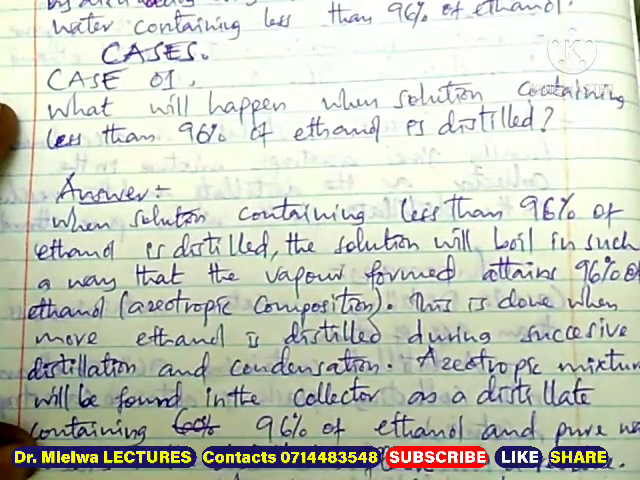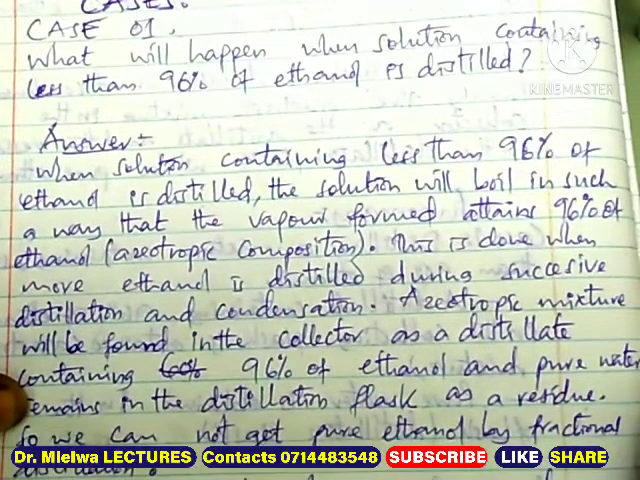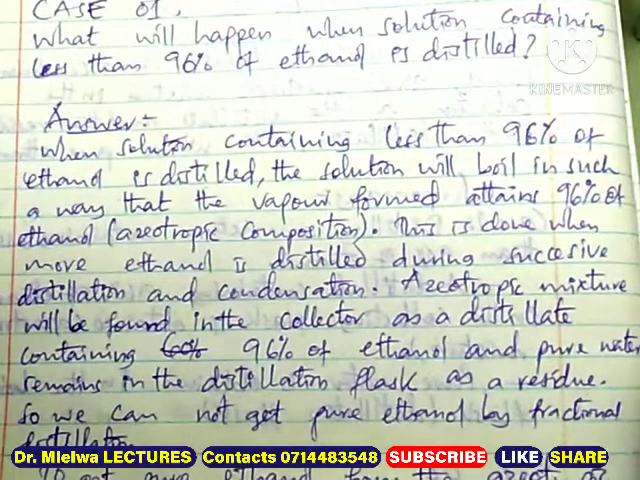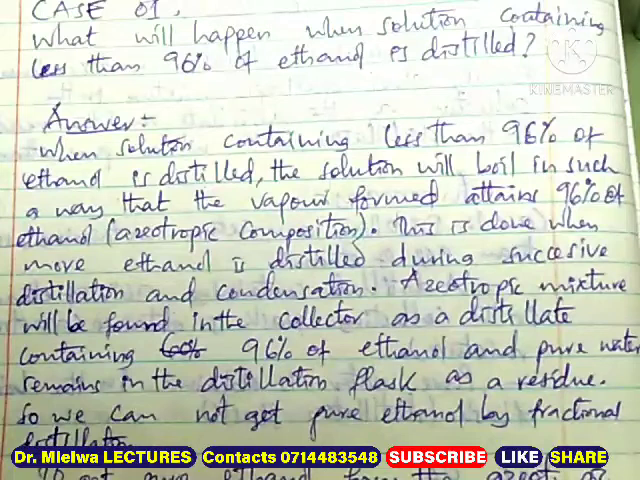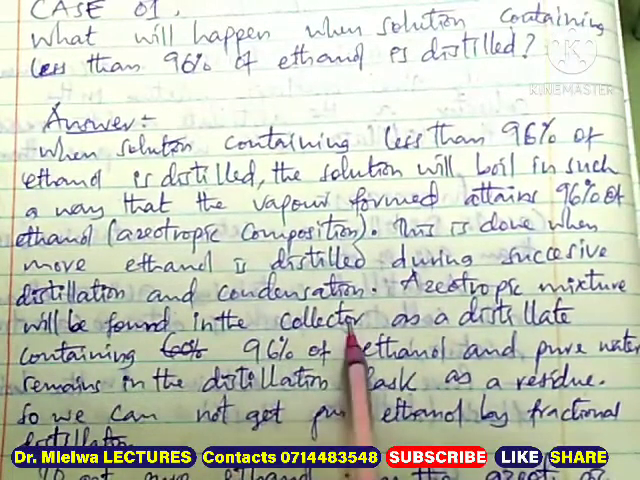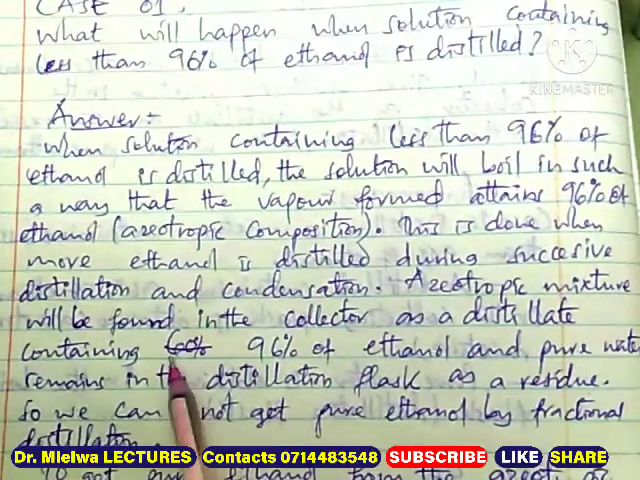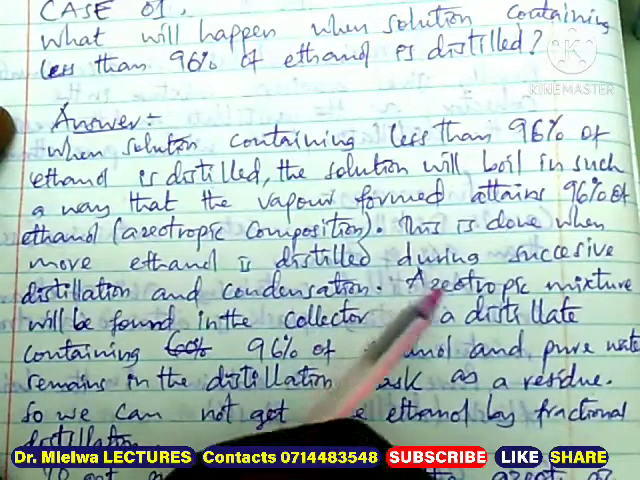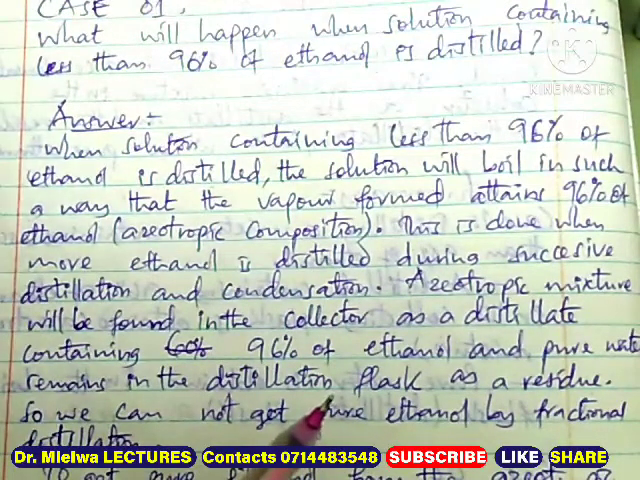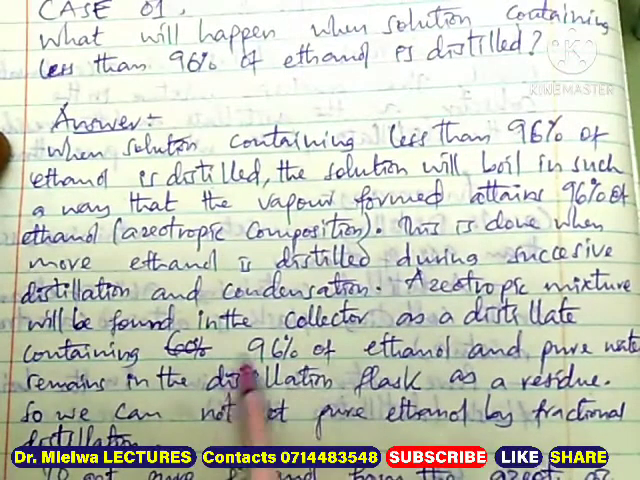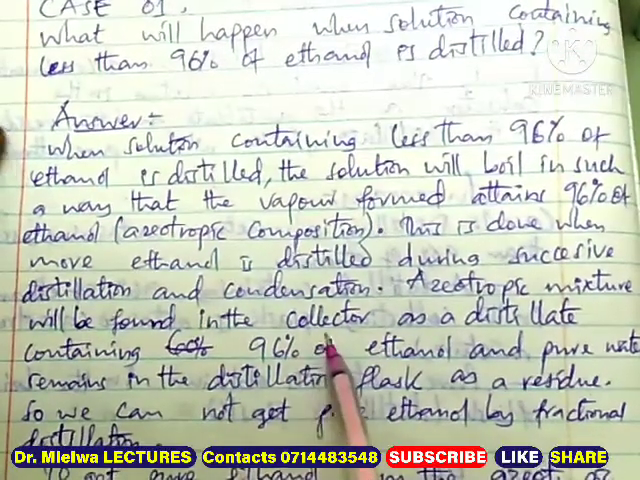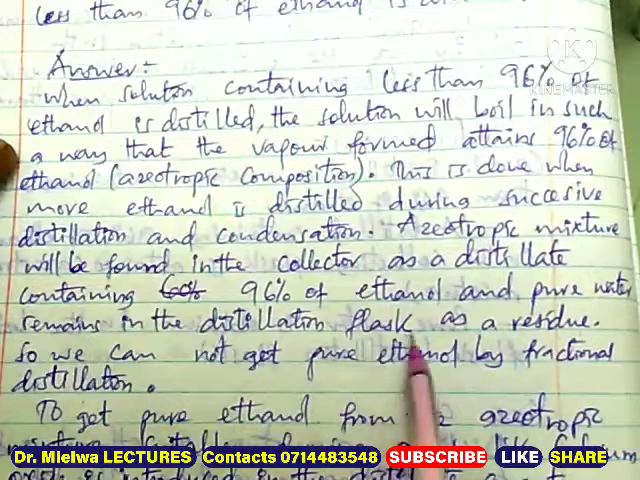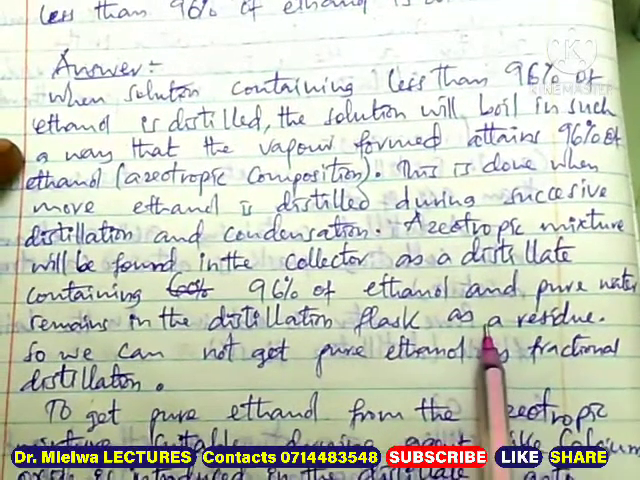So as we do successive condensation and distillation, the percentage of water decreases and that of ethanol increases. As the percentage of water decreases, the water is left as residue. So the azeotropic mixture will be found in the collector. By collector we mean where we collect the vapor we have condensed during fractional distillation. But here at the start, the distillation flask, what do we call it? Residue. So the azeotropic mixture will be found in the collector as a distillate containing 96% of ethanol, and pure water remains in the distillation flask as a residue.